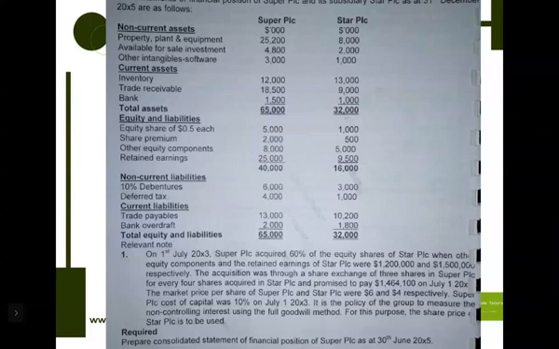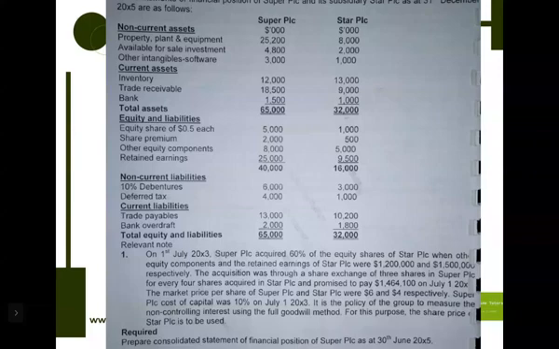Welcome. Let's get started. The question here starts from, this is the financial statement of Super PLC and its subsidiary as at 31st of December 2005 as follows. We have Super PLC and we have Star PLC. We are given the non-current assets, the current assets, equities and liabilities up to the relevant notes. Now let's get started. Going by the relevant notes, I will start from that.